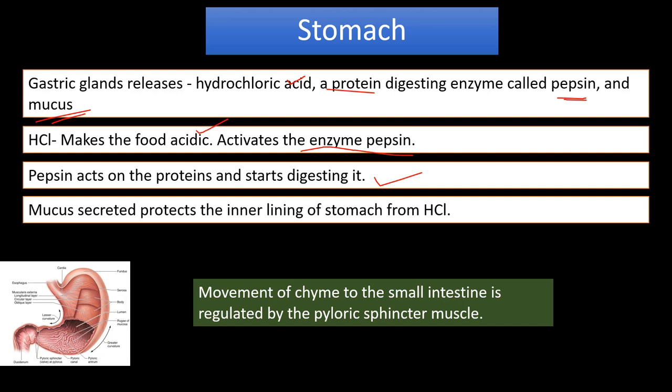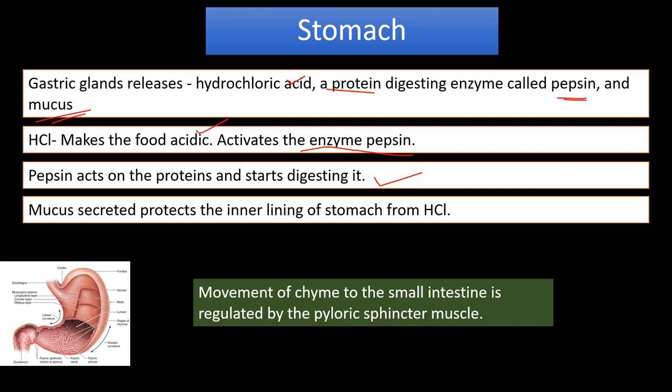So what are these? Proteins are basically made up of amino acids, and a long chain of amino acids is called a polypeptide. Now when you have two, that is called a dipeptide, and when you have only one, it is called simply an amino acid. So this long chain of amino acids, the polypeptide, is going to be broken into smaller fragments, and that begins with the help of the enzyme pepsin in the stomach. So protein digestion begins in the stomach.